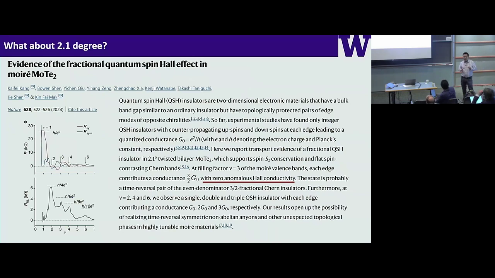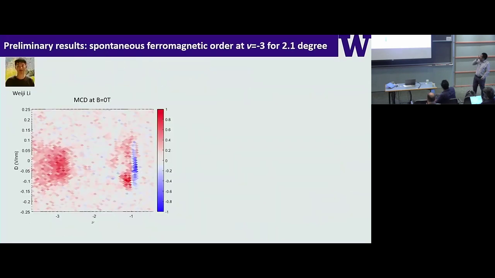And then I told my students, probably we should stop making transport samples because they're so hard to make. Let's just go back to the optics because we know how to do it. And let's look at whether the state has ferromagnetism or not. At least we can help the theorists to confine in one direction. So that's the sample we have. We have this sample at 2.1 degrees. Then we perform magnetic circular dichroism measurements at zero magnetic field.